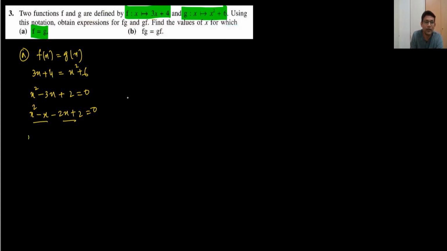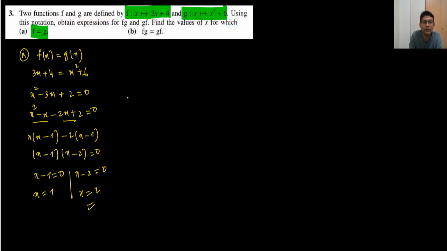If you take x common, x minus 1, and 2 common, x minus 1. So x minus 1 and x minus 2. So x is 1, and x minus 2 equal to 0 means x is 2. We have done it. Part B, you can see we need fg and gf.